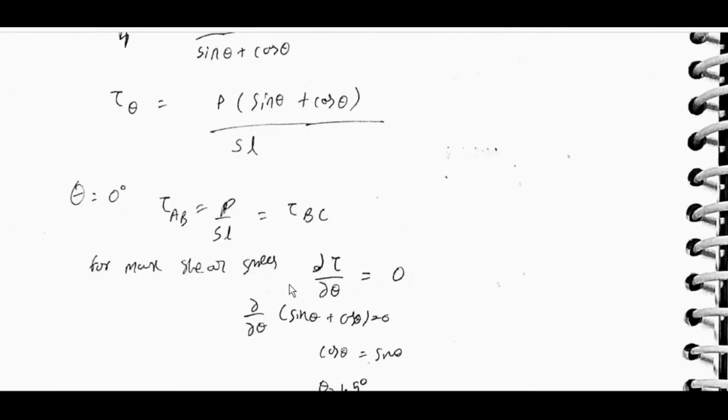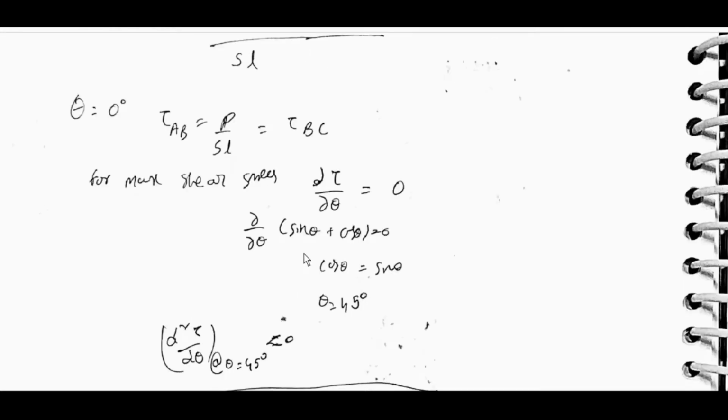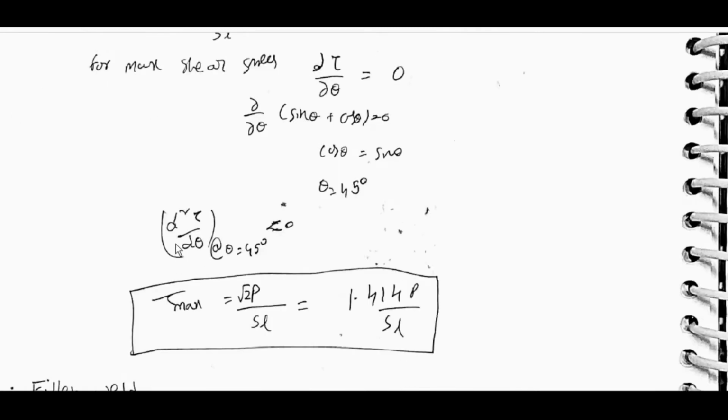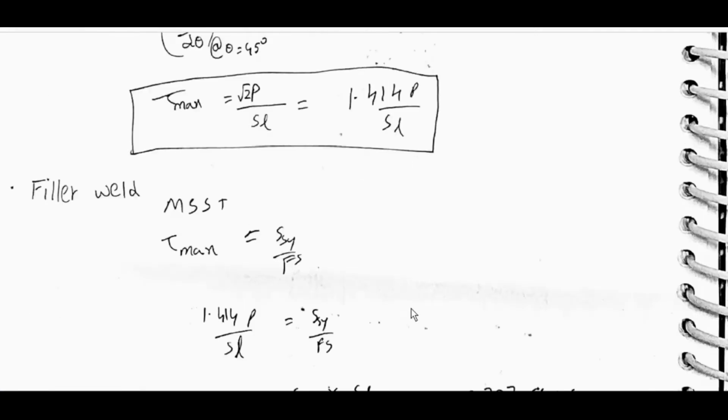For maximum shear stress, d tau by d theta is equal to 0, d by d theta of sin theta plus cos theta is equal to 0, cos theta is equal to sin theta, theta is equal to 45 degrees. d square tau by d theta square at theta is equal to 45 degrees is less than 0, so tau max is equal to root 2 P by SL is equal to 1.414 P by SL.